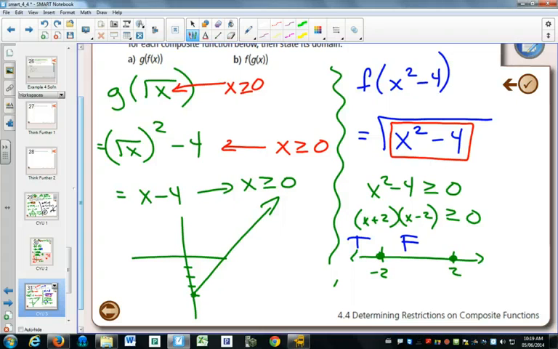And if I try something larger than 2, like 10, 100 minus 4 is a positive number. You can take the square root of a positive number. That section will be true. So now the domain for this one is that x has to be less than or equal to negative 2, or x has to be greater than or equal to 2.